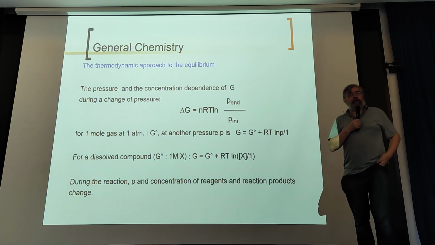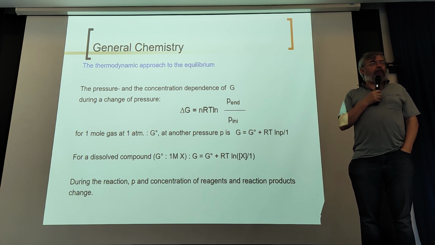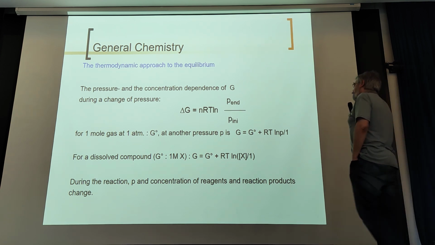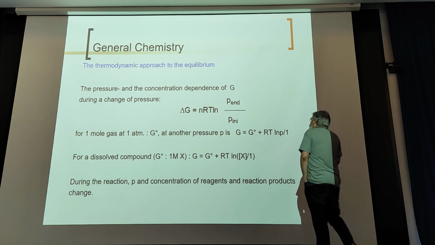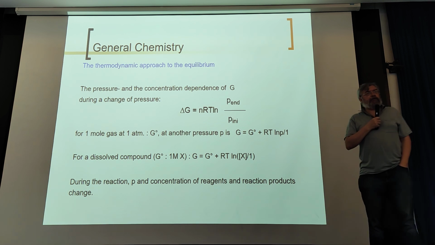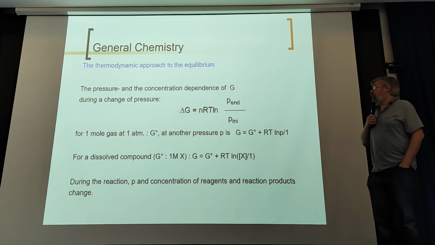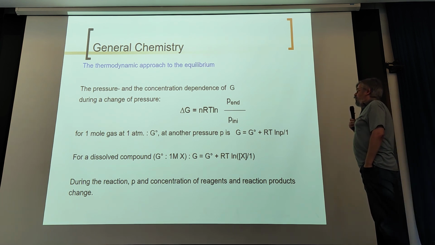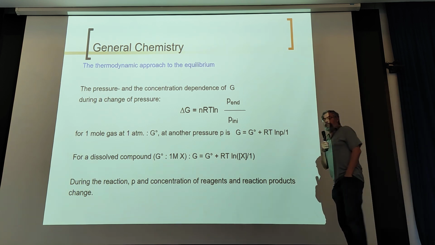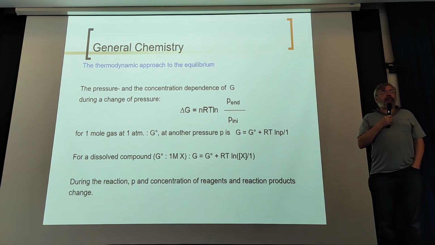Okay, let's continue with our treatment of chemical equilibrium. It can be shown that when you have differences in pressure or concentrations, this can also be related to a free energy difference. And so you could actually say that delta G is nRT times the natural logarithm of the ratio between the pressure at the end and the pressure in the beginning.